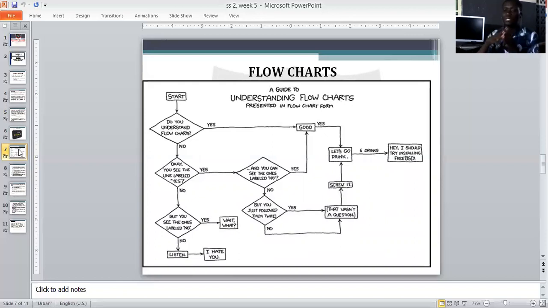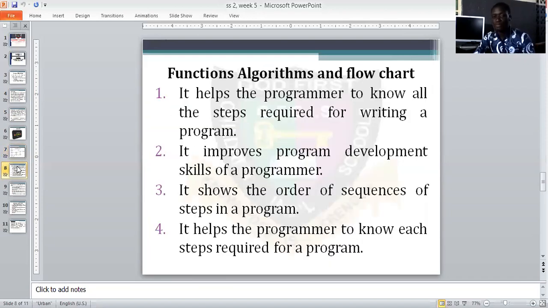So as a computer programmer, before you can design any program, you must have a flowchart. Let's have the pictorial view of how the program will run, and how your lines of code, your lines of instruction, can help us solve a particular problem. Now we have the functions of algorithms and flowcharts.